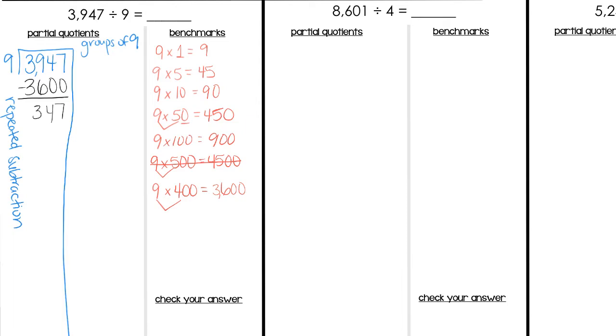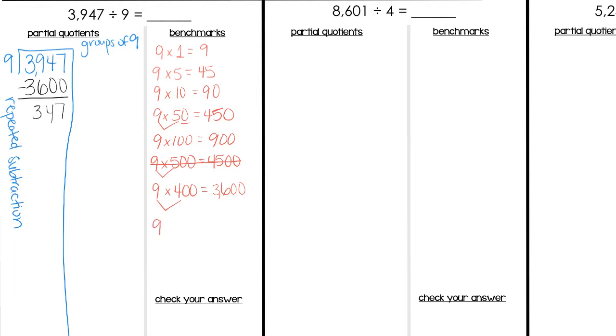I'm already down to 347. Now, if I look here, I have 450, which is close, but too big. I cannot take 450 away from 347. And 90 is small. I don't really want to take away 90 over and over again because that's going to be a lot of subtracting. So, instead, I'm going to come over here and make another benchmark. I have 10 groups of 9, which is too small, and 50 groups of 9 is too big. So I'm going to try 40 groups of 9.